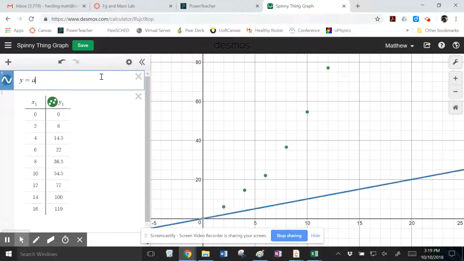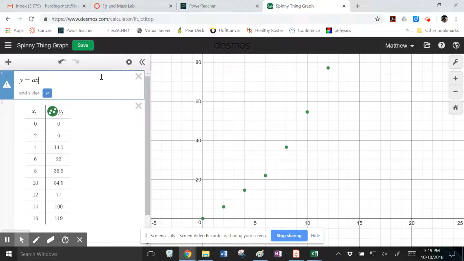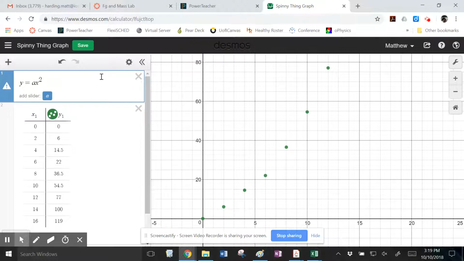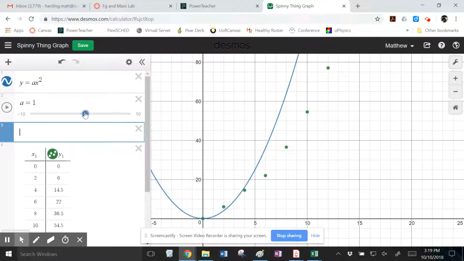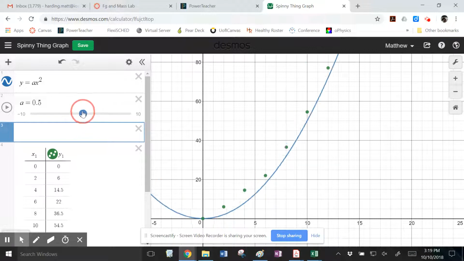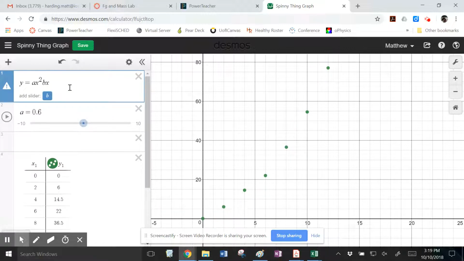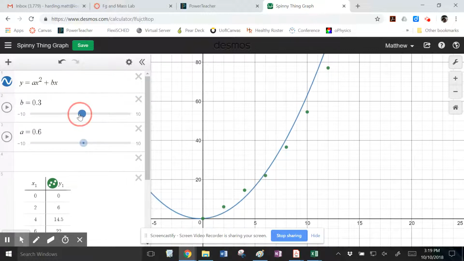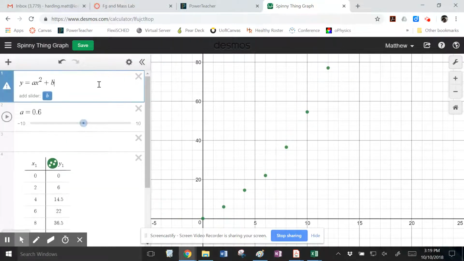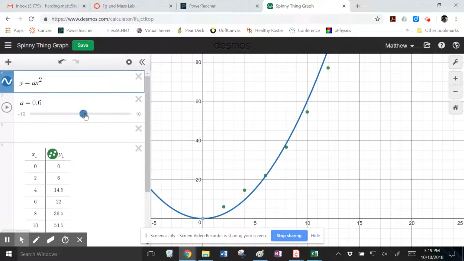Maybe it's y equals ax squared. Try that. Adjust a here a little bit. Gosh, that's kind of hard to say. And let me turn in plus b. Let's see. That's like b. Is that really doing a lot for me? Not really. So I'm going to just stick with this for right now.